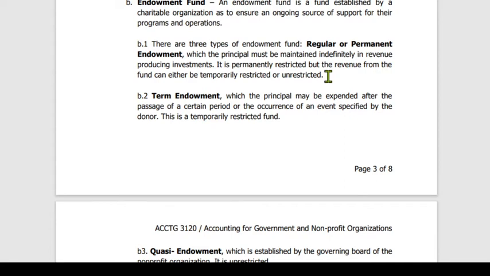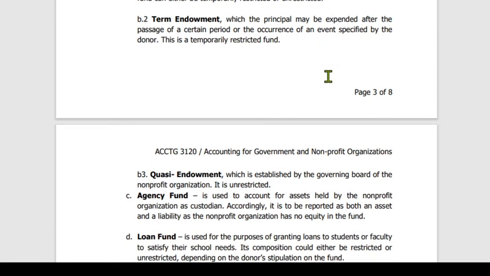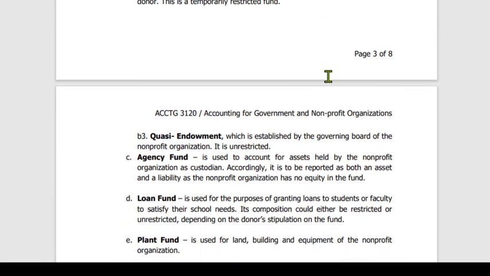However, under the term endowment fund, the principal may be expended after the passage of a certain period or the occurrence of an event specified by the donor. So this is a temporarily restricted fund. So kapag term endowment, it is temporarily restricted. Under the last, yung quasi-endowment, which is established by the governing board of the non-profit organization, it is unrestricted.